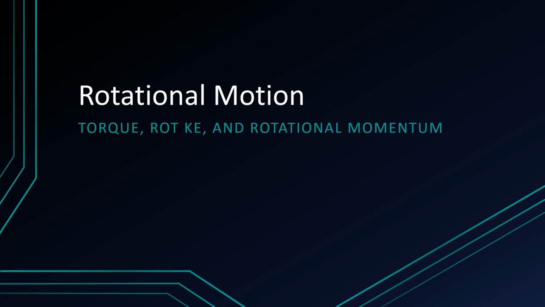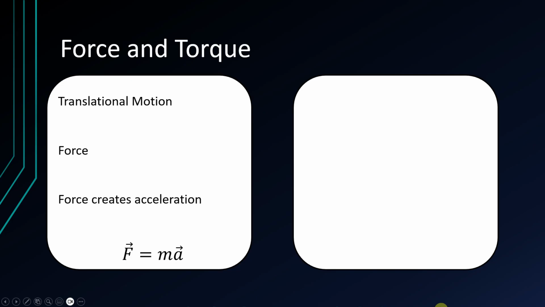So today we're going to talk about rotational motion. Specifically, we're mostly going to talk about torque, but we'll also introduce rotational kinetic energy and rotational momentum. So whenever we're thinking about translational motion and we want to figure out what causes acceleration, generally we think about force, right? Because a force causes acceleration.